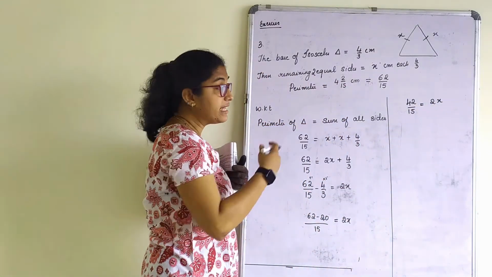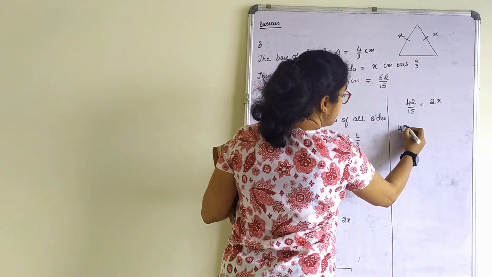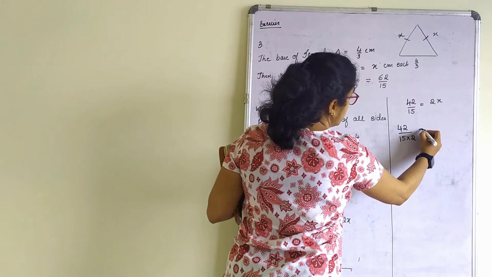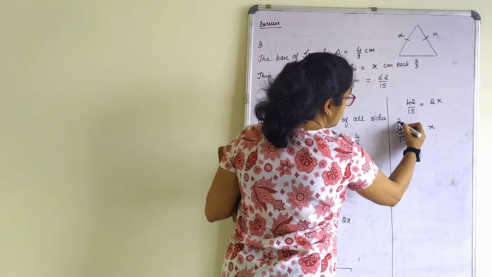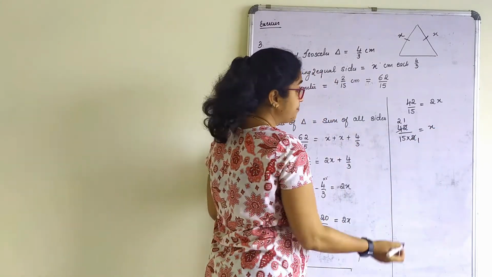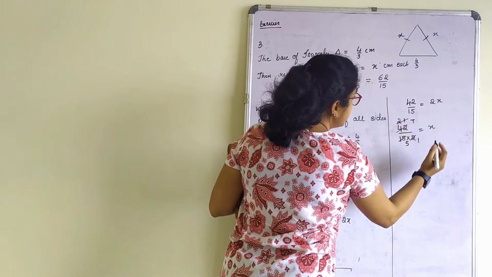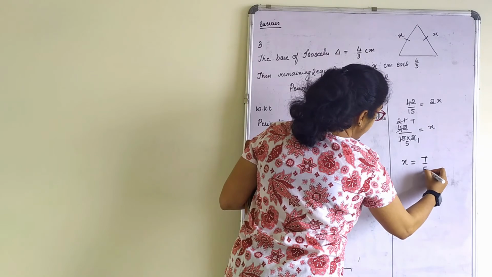Then we have to find x. So bring 2 down. Multiplication becomes division. 42 by 15 into 2 is equal to x. 2 1s are 2, 2 2s are 4, 2 1s are 2. 3 5s are 15, 3 7s are 21. Therefore, x is equal to 7 by 5.